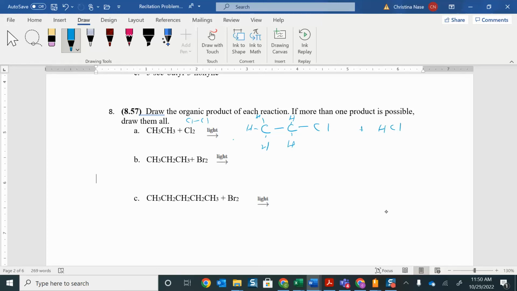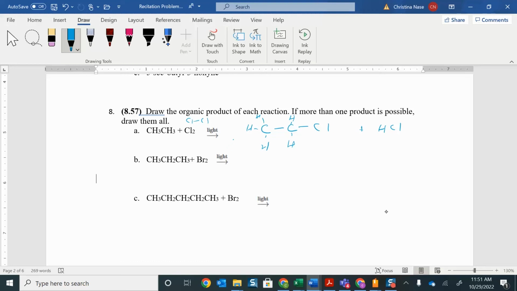Do the same thing. In this case, there was only one place to put that chlorine. Put it on one of the carbons. This is ethane with a chlorine. It's just going to be chloroethane. If I put it over here, I'd also have chloroethane. So it doesn't matter which carbon I put that on. I'm only going to get one product.